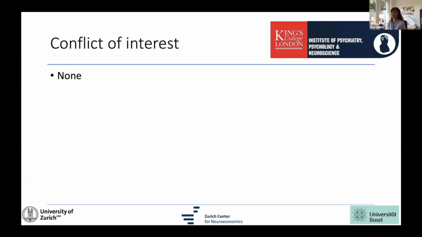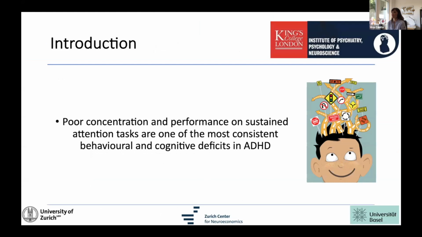So this is my conflict of interest, which is none, as you can see. And as we all know, attention deficit and hyperactivity disorder is a highly prevalent and severely impairing neurodevelopmental disorder. One of its defining and most prominent characteristics is attention difficulties, which in daily life we see in children who are forgetful, easily distracted, have difficulties organizing tasks or activities, or avoid tasks that require sustained mental effort.